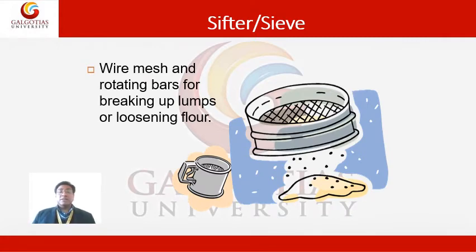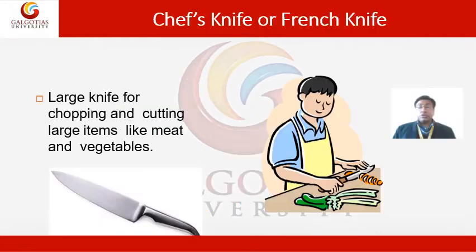A wire mesh strainer or a sifter can be used for sifting flours so that there are no lumps in the flour. Then we have knives. Various types of knives are there that we have already done in the first year. Just to remember, a French knife or chef knife is around 12 to 14 inches in size with the blade and the handle, and it is multi-purpose. A chef's knife can be used for various functions.